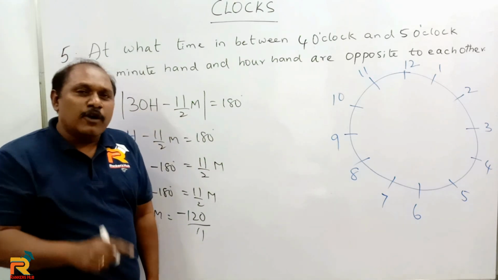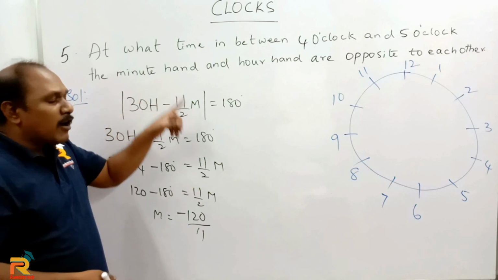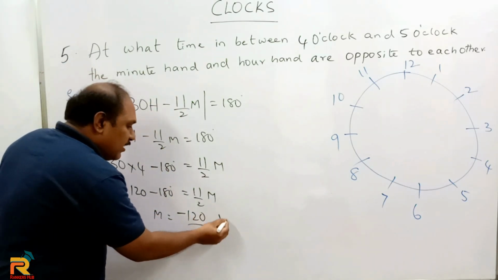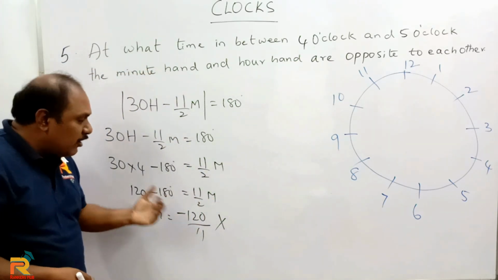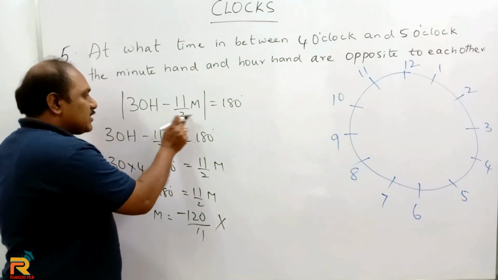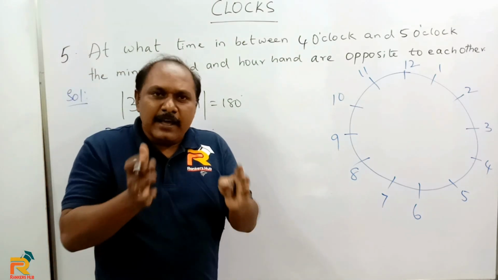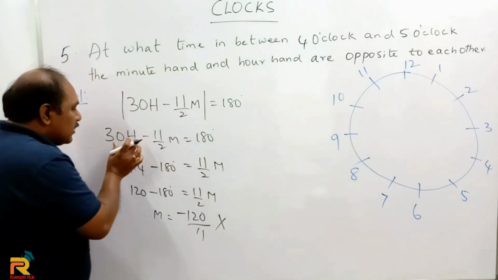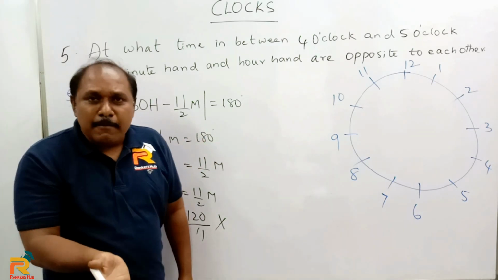But many of the students, what they do is, they ignore this negative sign because they see here modulus, which is a mistake. But here m value is minus 120 by 11 and time can never be negative. Now you may be wondering, sir, what happened? I did not get the answer by using the formula. The logic lies in this modulus. Now when I say modulus of x is 5, what does it mean? x can be plus 5 or it can be minus 5. So here 30h minus 11 by 2m can be plus 180 or it can be minus 180.